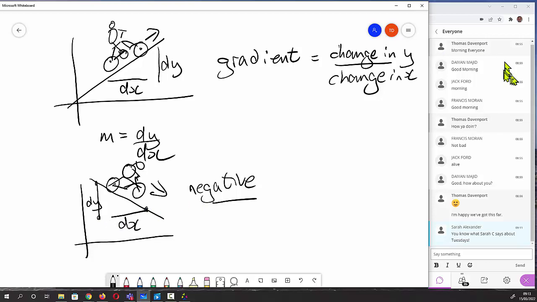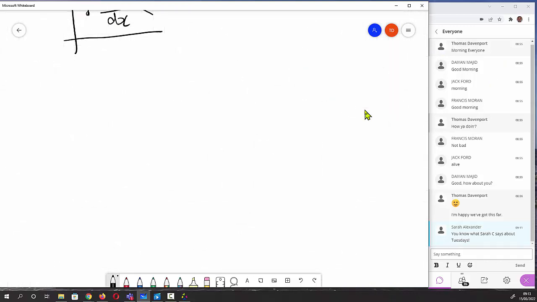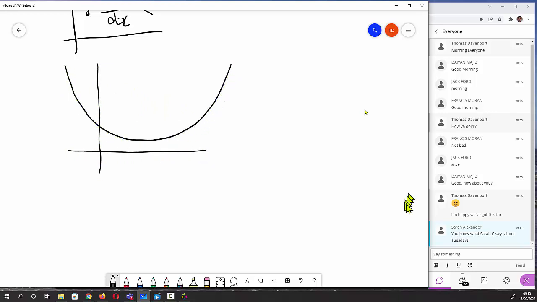So that's okay as far as it goes, and we can calculate gradients of straight lines. Indeed, we were doing linear regression because it's easier to do that than any other kind of polynomial regression. But what happens if we've got a curve like this? If we've got a curve like that, how do I find the gradient at a point like this one here?